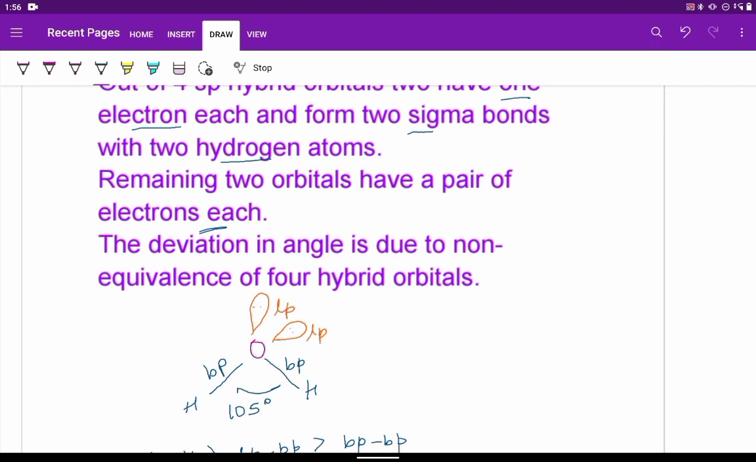Here also we find that there is a deviation in the angle, that is due to non-equivalence of the 4 hybrid orbitals. The 4 hybrid orbitals are non-equivalent because of the difference in the number of electrons which are present in them after hybridization. These 2 remain as lone pairs because they are having 1 pair of electrons each. The other 2 orbitals which had single electrons formed bonds with the s orbital of hydrogen. So there are 2 bond pairs, and these 2 we can see are the lone pairs.